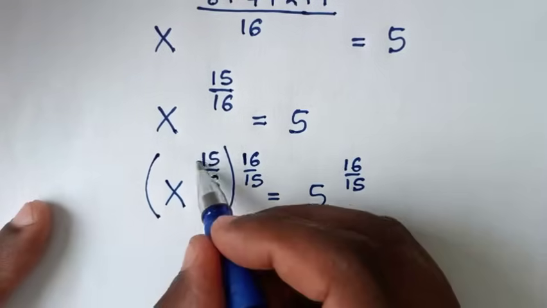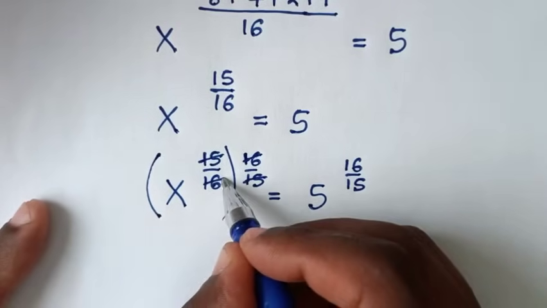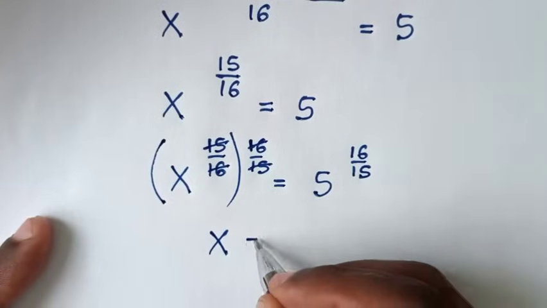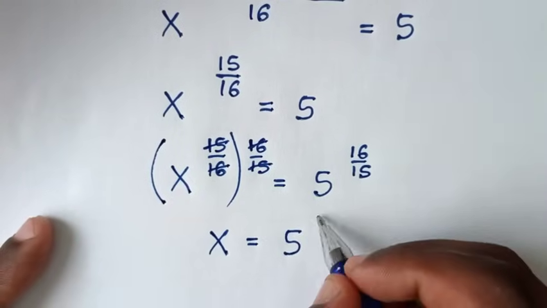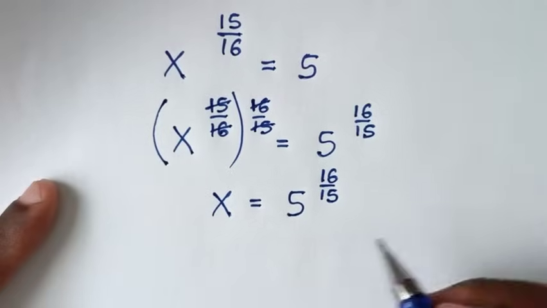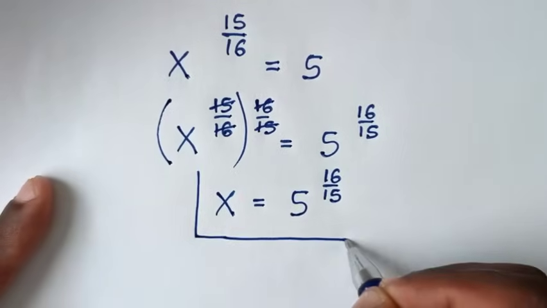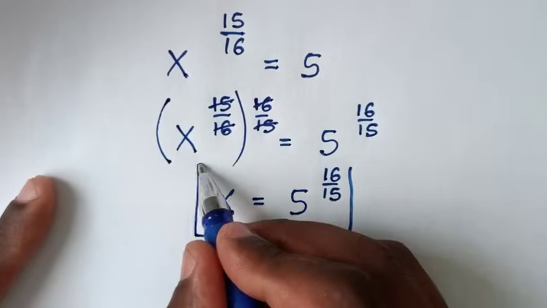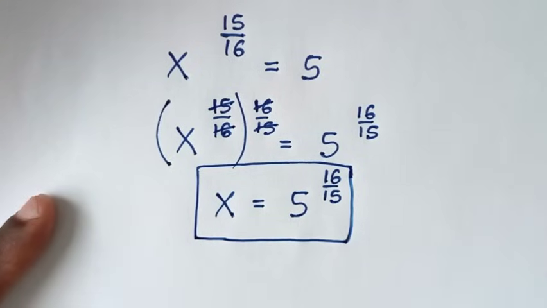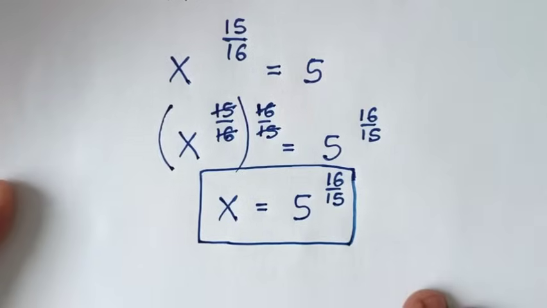Now to simplify, this will cancel by this, this will cancel by this, so it will be power of 1. So x power of 1, it is x, is equal to 5 power of 16 over 15. So this is the final answer for the value of x in this our problem, same as the answer in the first method.